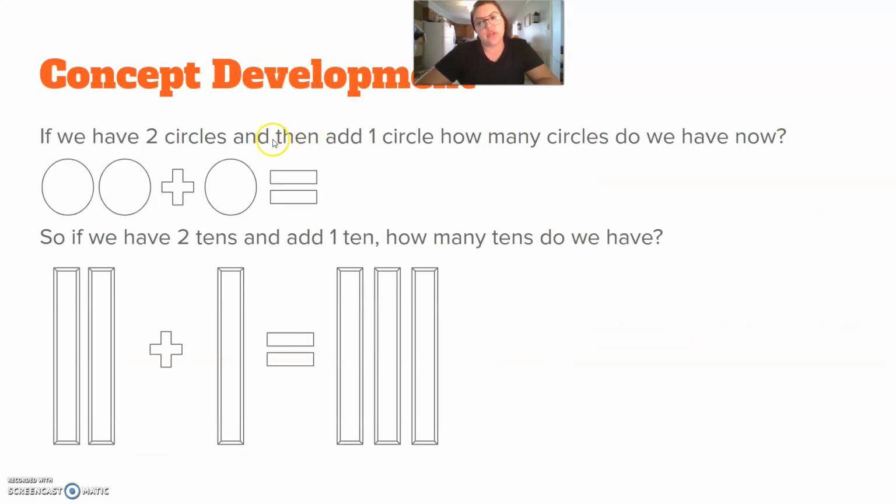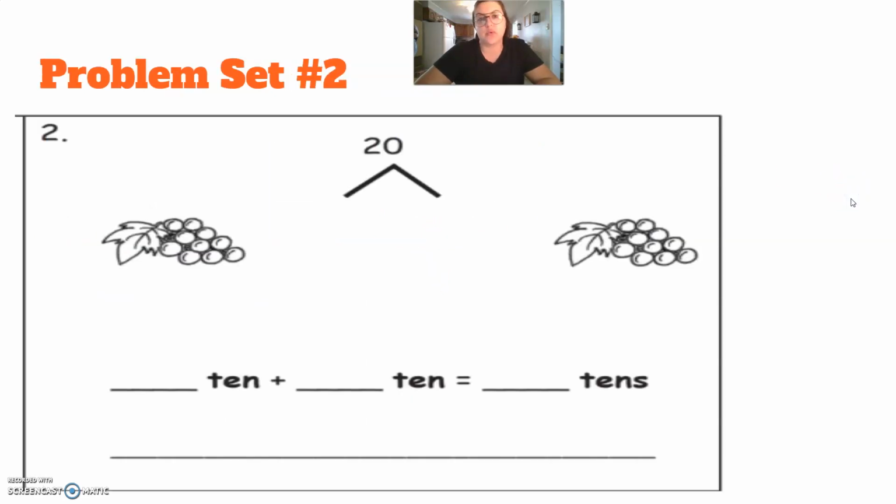So if we have 2 circles and then add 1 circle, so 2 plus 1, how many circles do we have now? Well, what is 2 plus 1? 2 plus 1, 3. So if we have 2 tens and then add 1 ten, how many tens do we have? Well, 2 plus 1 is 3. However, we're talking about tens. 2 tens is worth 20. 1 ten is worth 10. 20 plus 10 is 30. 3 tens is worth 30.